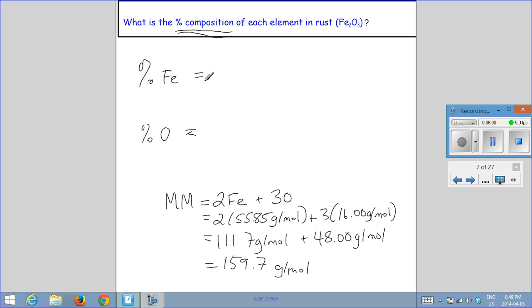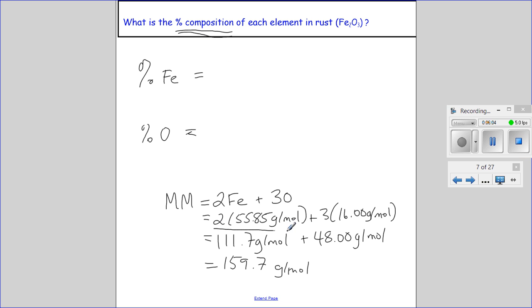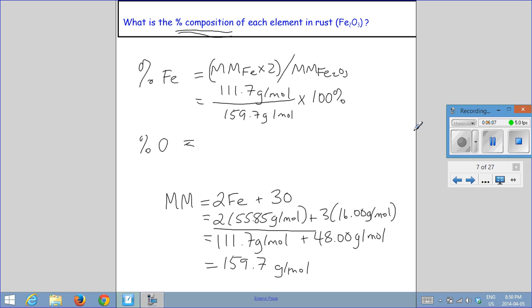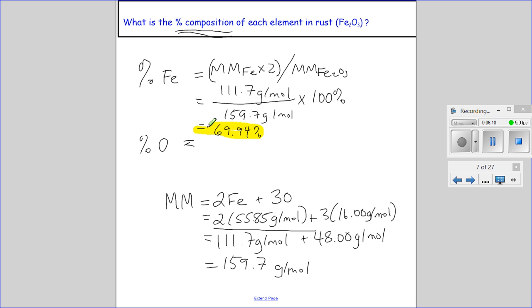To find the percentage of iron, we have 2 irons, so we take the molar mass of 2 irons, which is right here, divided by the molar mass of Fe2O3. Put those numbers in there and you get a percentage. My percentage ends up being 69.94% from iron.